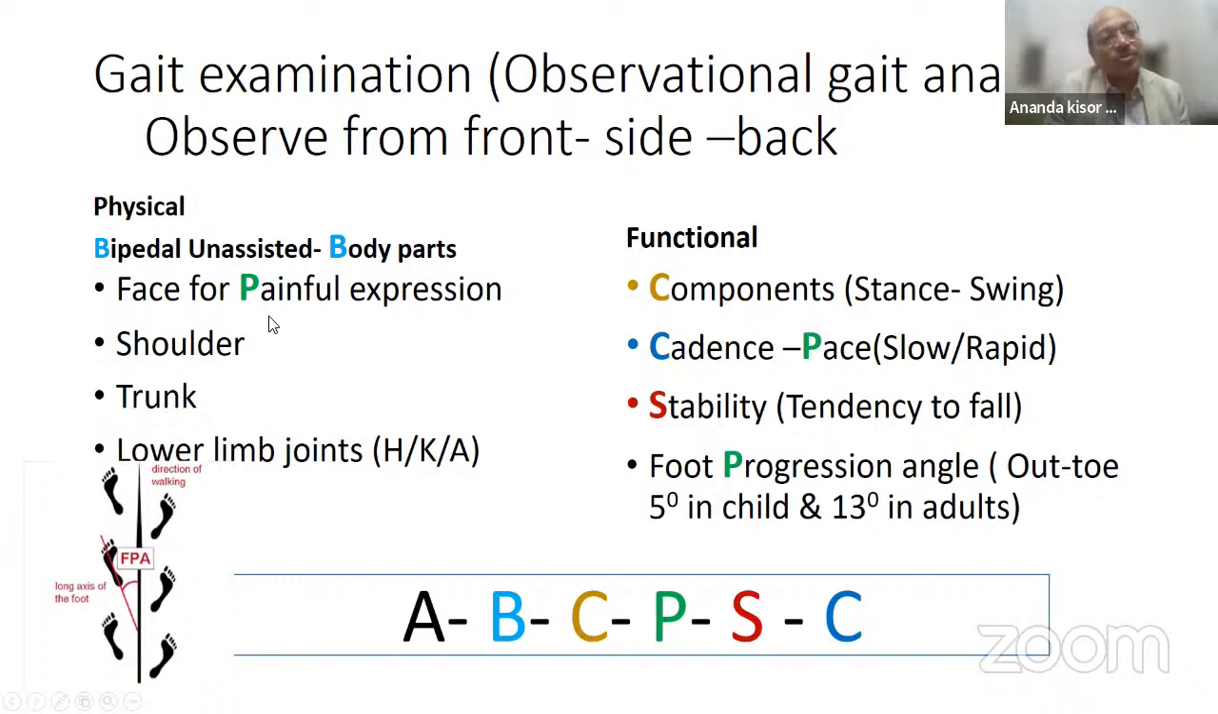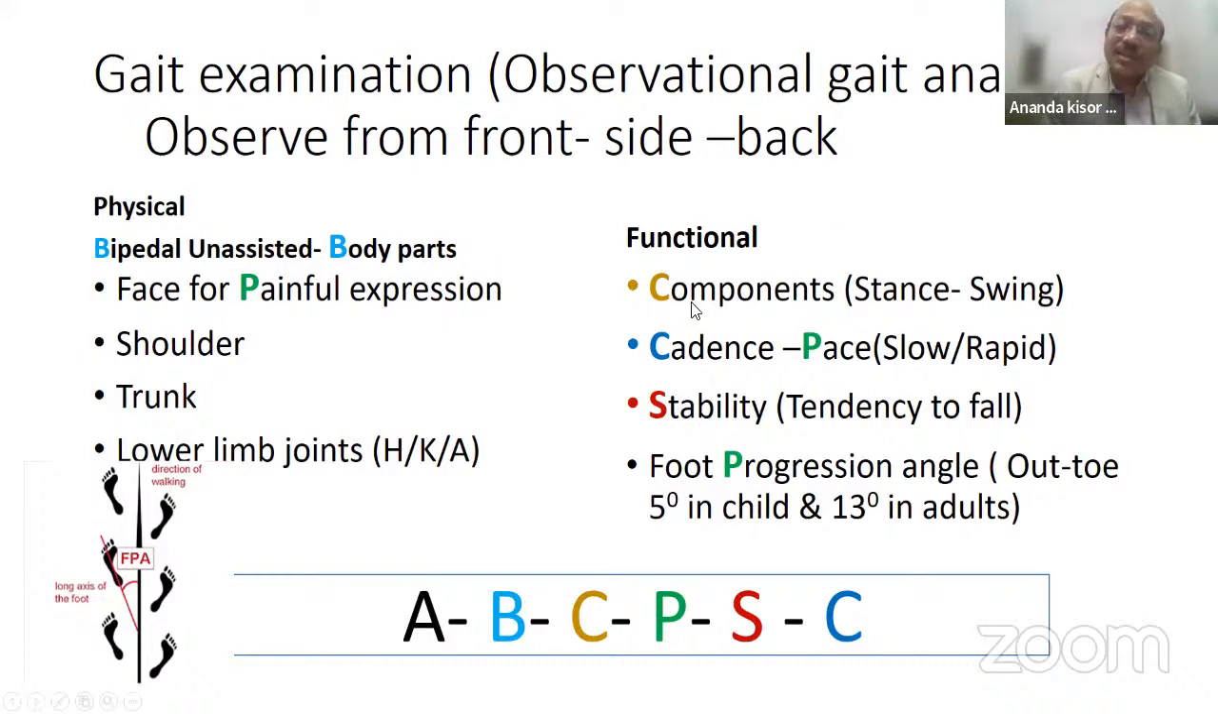Then the body parts to be examined, first from the face to the toes. We have to see the face for a painful facial expression. Next, we have to see the shoulder, whether it is going up and down or swaying side to side. Next, the trunk, similar to the shoulder, and the lower limb joints: hip, knee, ankle, and foot. If there is any structural abnormality or deformity, then we have to note it.